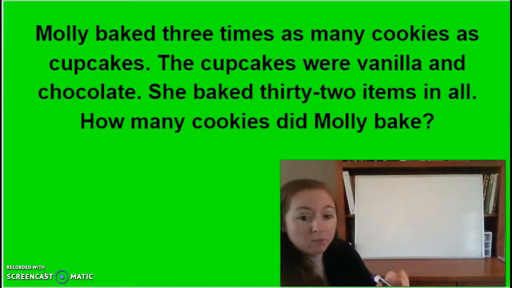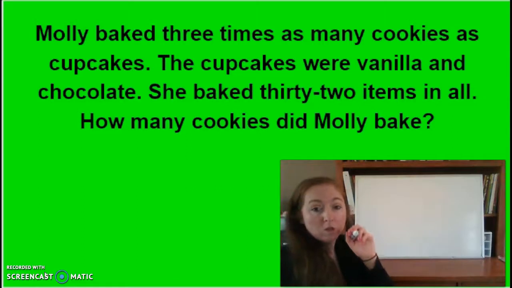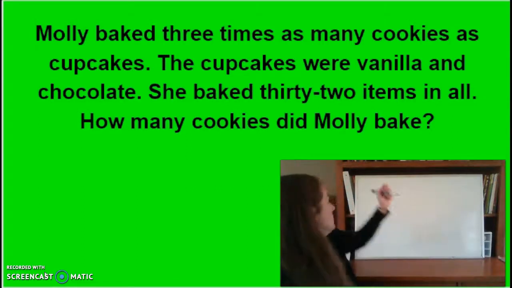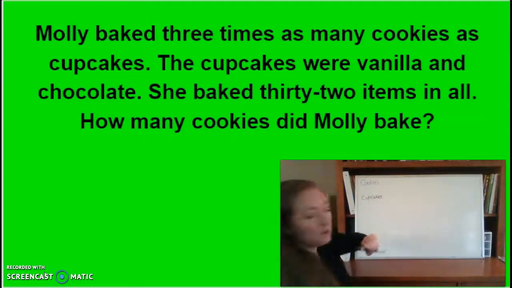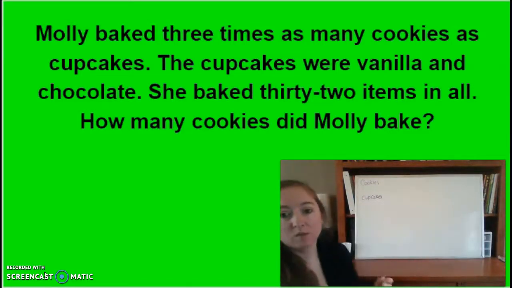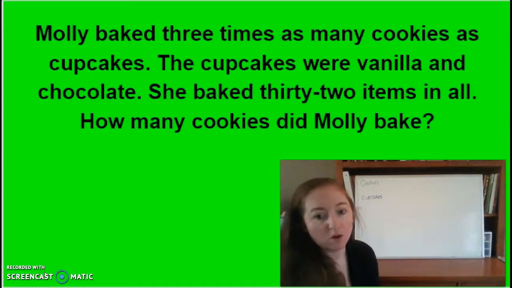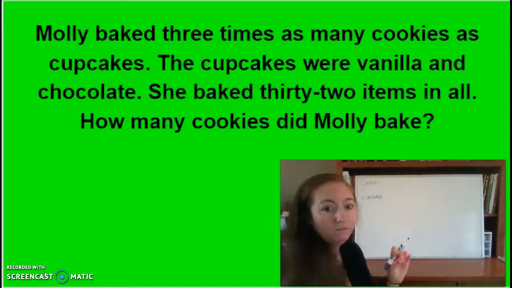So we're going to write up here, because both of these are C words, cookies and cupcakes. What makes this one different than past ones is they're not giving us an end total or a beginning total. They're just giving us how many times each thing is. So we're going to work backwards. So let's just start by drawing.